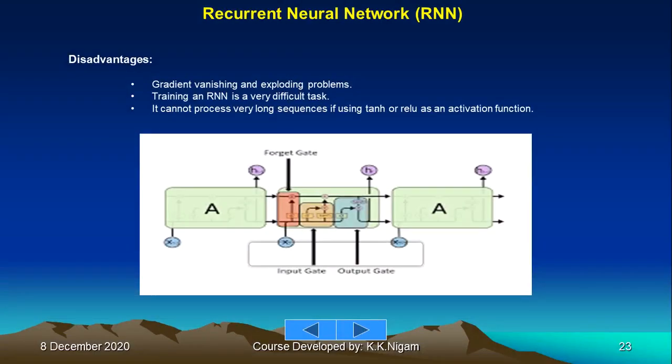Disadvantages: gradient vanishing and exploding problems. Training an RNN is a very difficult task. It cannot process very long sequences if using tanh or ReLU as an activation function.